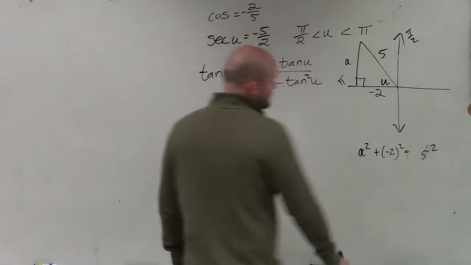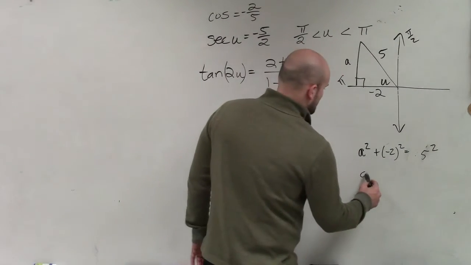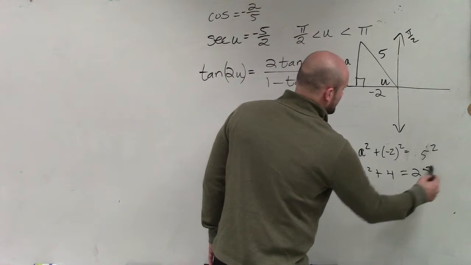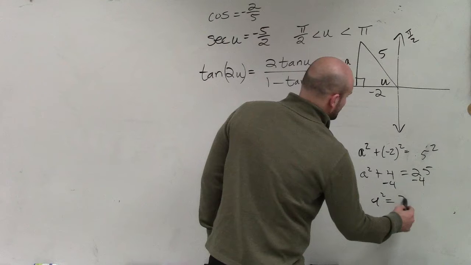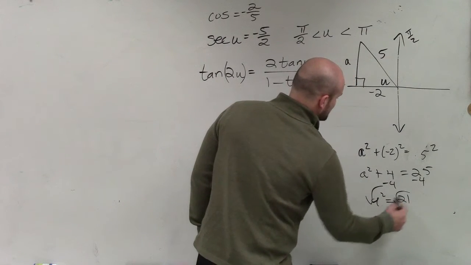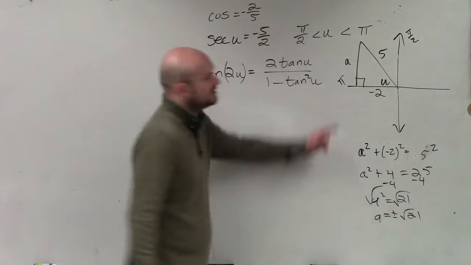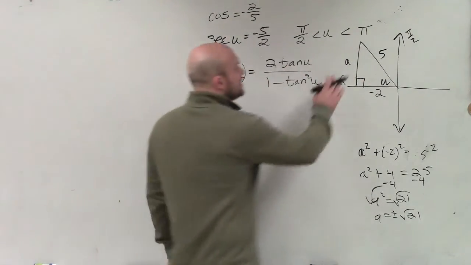A squared plus negative 2 squared equals 5 squared. Well, this becomes a squared plus 4 equals 25. Minus 4, minus 4. A squared equals 21. Take the square root, take the square root. A equals plus or minus the square root of 21. Well, in the second quadrant, is it positive or negative? Positive. So yes, the square root of 21.